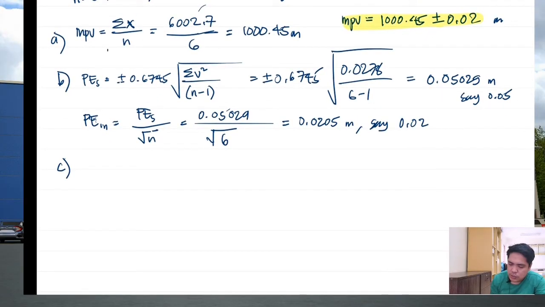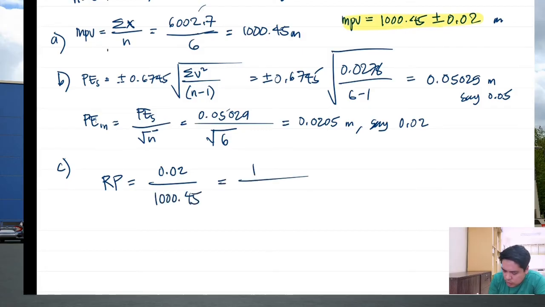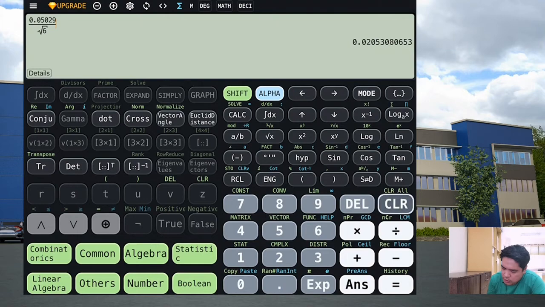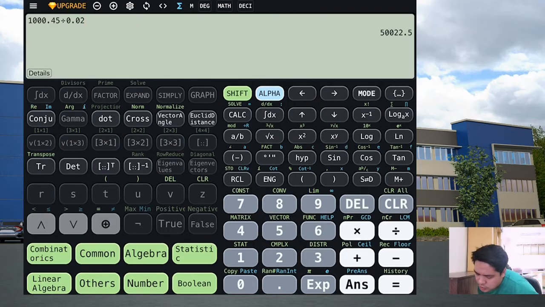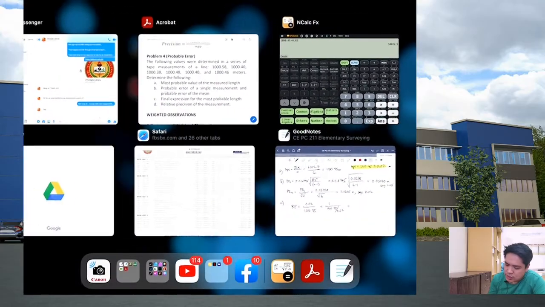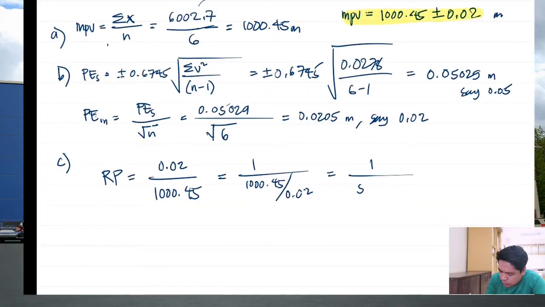So, for relative precision, we have relative precision. That is error. So, ano ba yung error of the mean natin? That's 0.02 divided by the MPV, which is 1000.45. So, that would be 1 over 1000.45 divided by 0.02. So, let us just calculate 1000.45 divided by 0.02. So that's 50,022.5. So nearest thousands na lang, so that's 50,000. So your relative precision is 1 over 50,000. Wala siyang unit because that's the ratio.